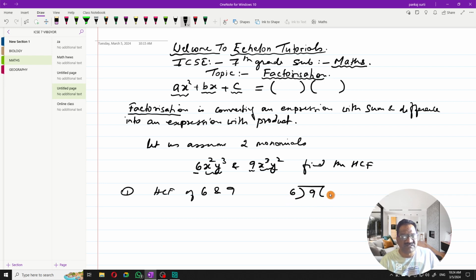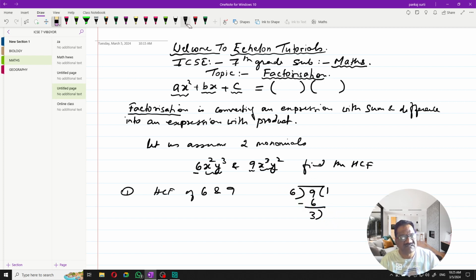Now 6 into how much is 9? 6 into 2 will be 12. So 6 into 1 will be 6. Minus, 9 minus 6 is 3. Now this 3 that you got as a remainder will become the divisor. Okay, so 9 minus 6, 3 is the remainder. Now you will take the remainder as the new divisor, and the old divisor you will put inside. So you will put inside 6, right?